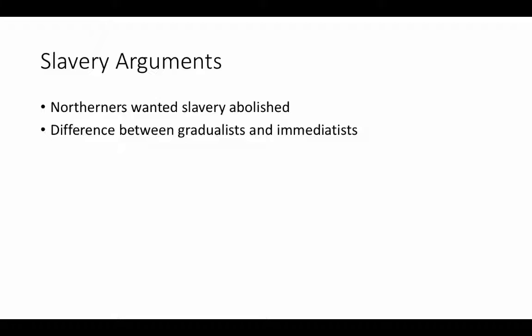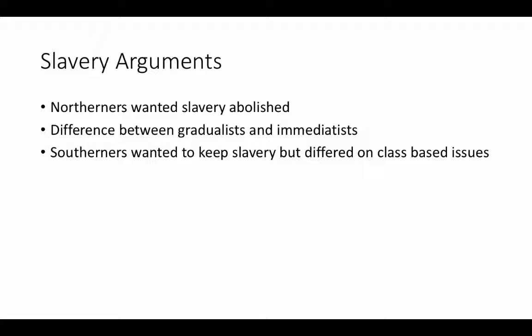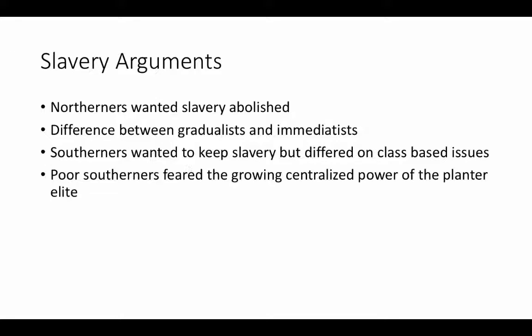In other words, African people were being treated as objects and not being allowed to do things that would allow them to have their full humanity, and for many religious people to be able to do what would provide salvation, read the Bible. Southerners wanted to keep slavery, but differed upon class-based issues. So poor Southerners feared the growing centralization power of the planter elite. Only about 5% of Southerners could own slaves.